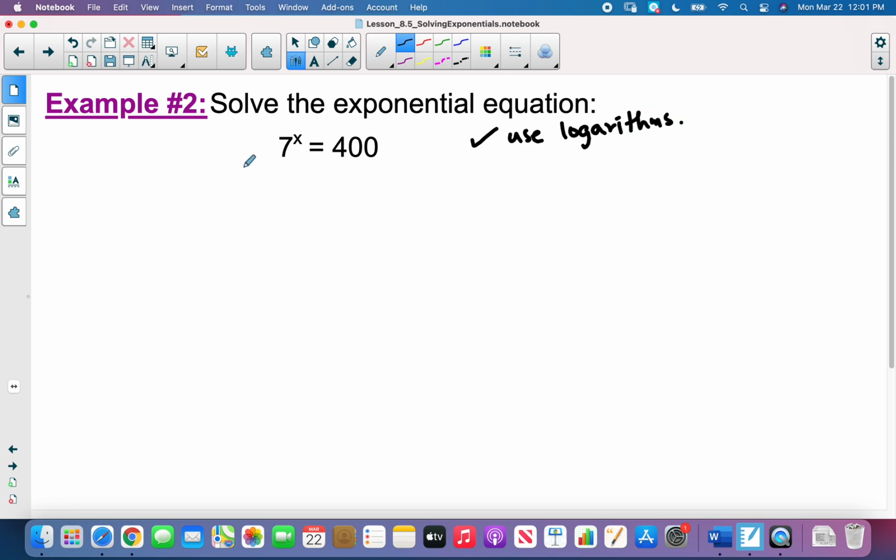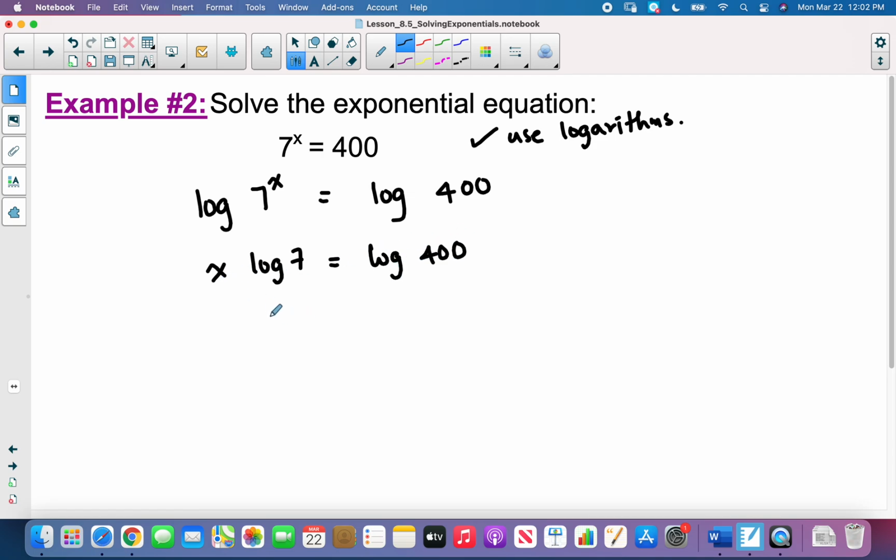So we're going to take logarithms on both sides. So log to the base 10 of 7 to the power of x is log to the base 10 of 400. And we can bring the x down here. So x times log of 7 equals log of 400.